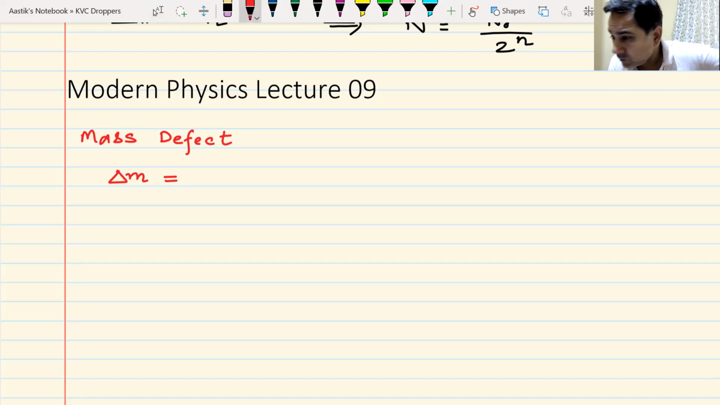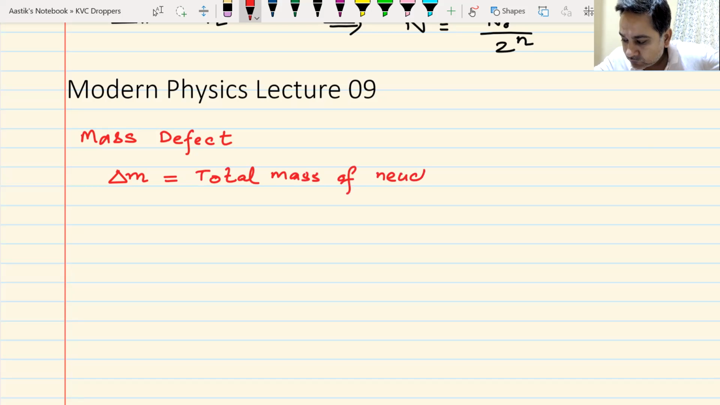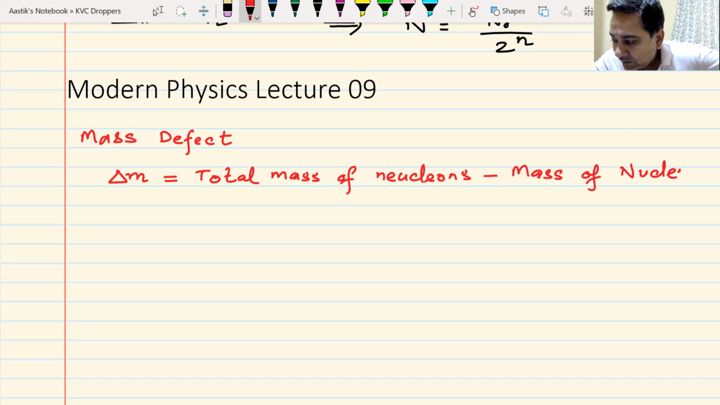The total mass of the nucleus is less than the mass of the nucleons. The difference in the mass is known as the mass defect. So delta M will be equal to total mass of nucleons, nucleons meaning protons plus neutrons, minus the total mass of the nucleus. This is what we call the mass defect.